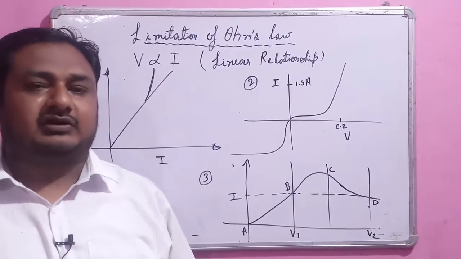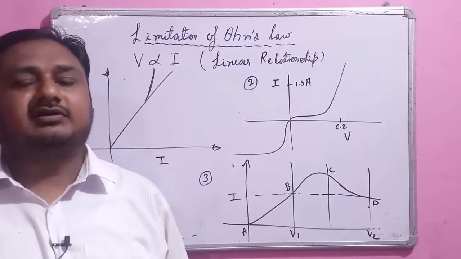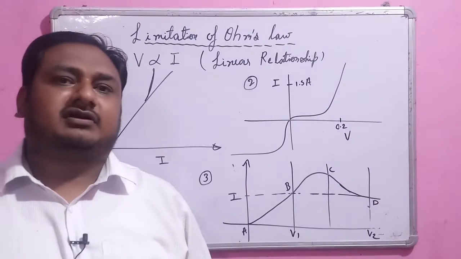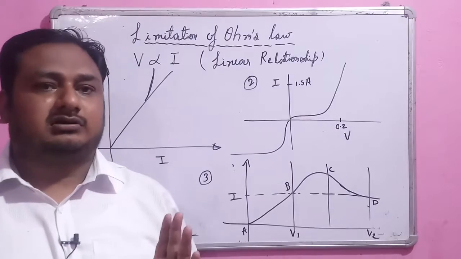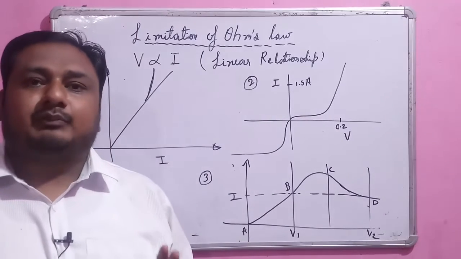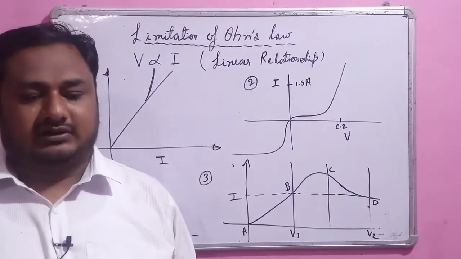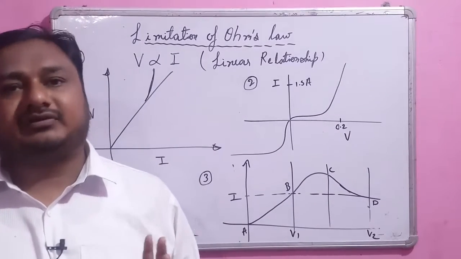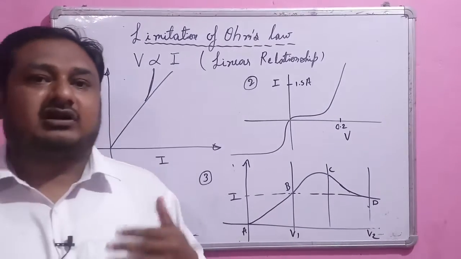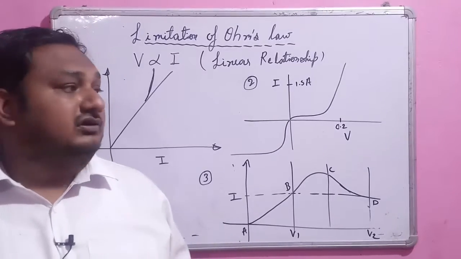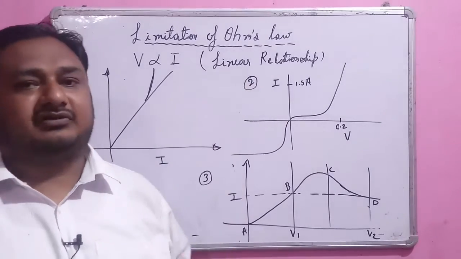It means if the potential difference increases, then the current will increase, and if the potential difference decreases, then the current will decrease. But this proportionality between these two physical quantities is dependent heavily on the temperature. It means if the temperature of the conductor is changed, this linear relationship does not exist.